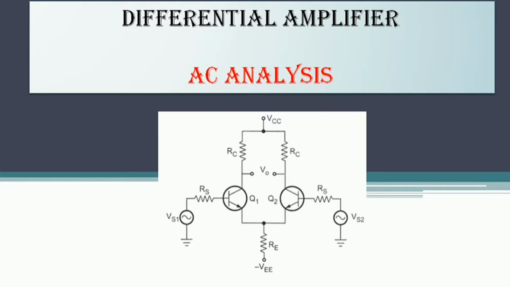In the previous video you saw the DC analysis. With the help of DC analysis of the differential amplifier circuit, you calculated the operating point in order to know whether the transistor is operating in the active region or not. Similarly, AC analysis is used to calculate the small signal response of a circuit.